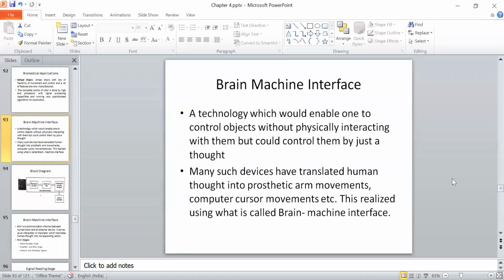Okay, so let's discuss the last part of our chapter, that is the BMI or the brain machine interface. It is a very important part, and this is a very current technology on which people are working, a very booming research area, but very complicated. Now, as things are going very much advanced, we want things to work automatically.